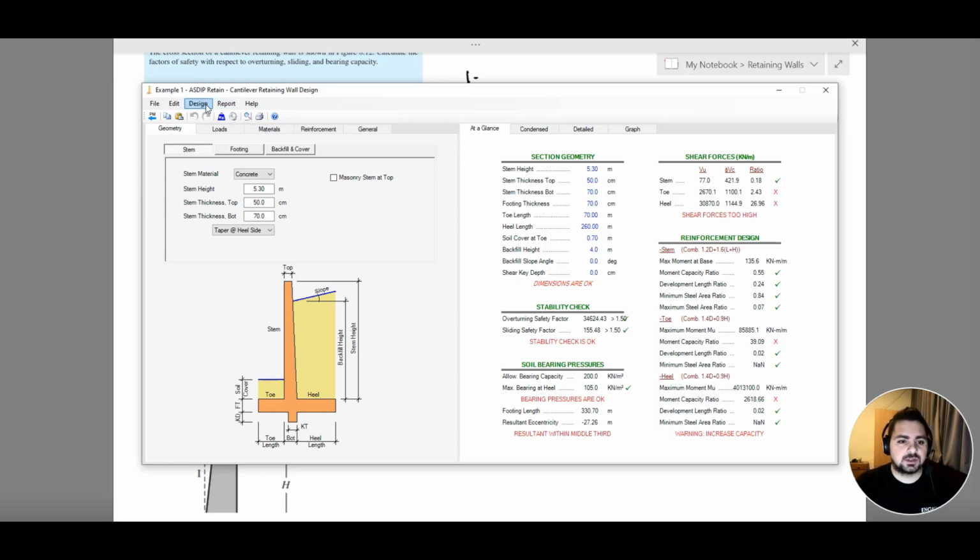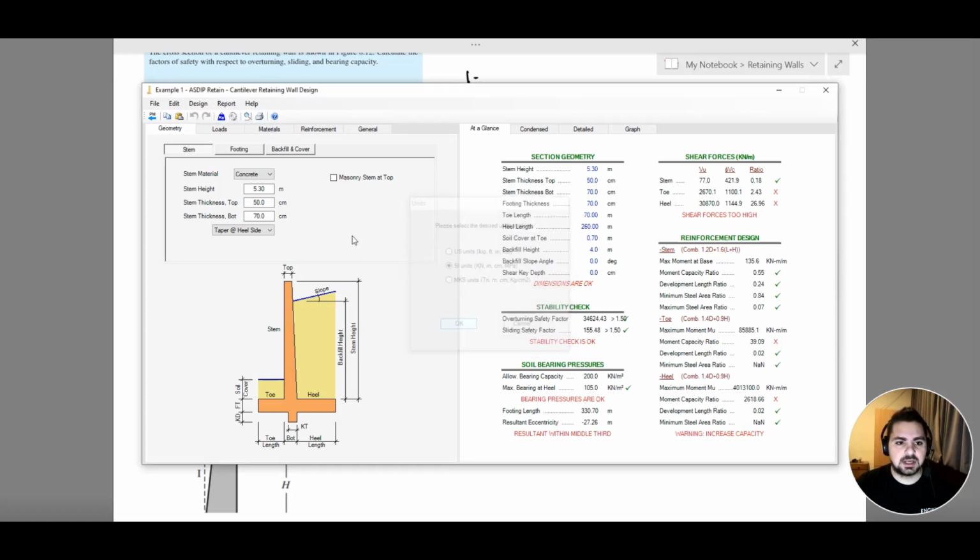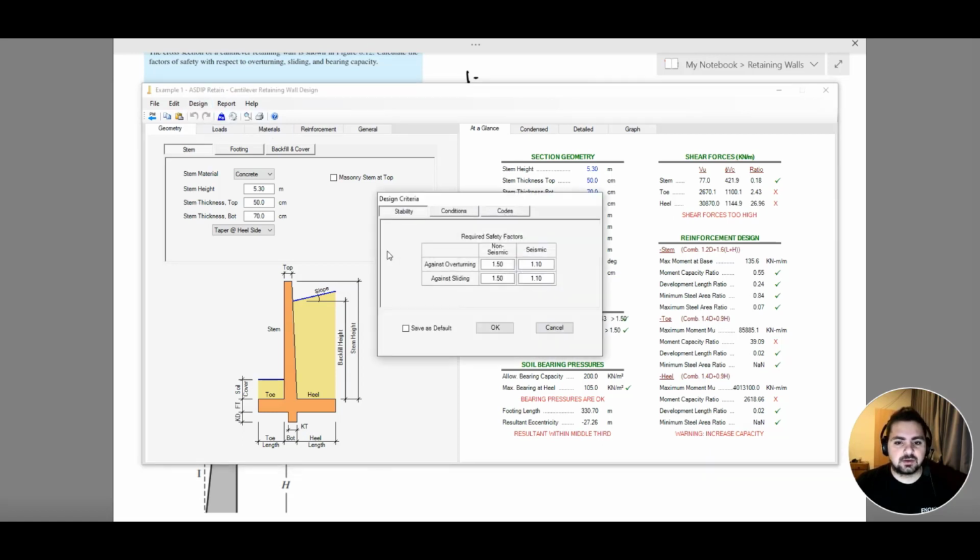Now, before we start, we have to go to design units and make sure our units are in SI, and then design criteria. Stability is basically your safety factors against overturning and against sliding. You can put it as 2, you can put it as 1.5, depending on what factor of safety you want to take. Then the conditions that you want to use, and the codes that you will be following, which are the ACI and ASCE codes.